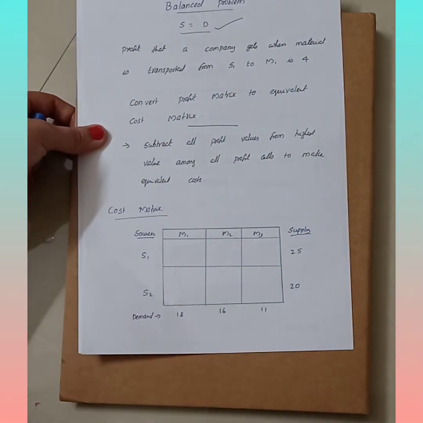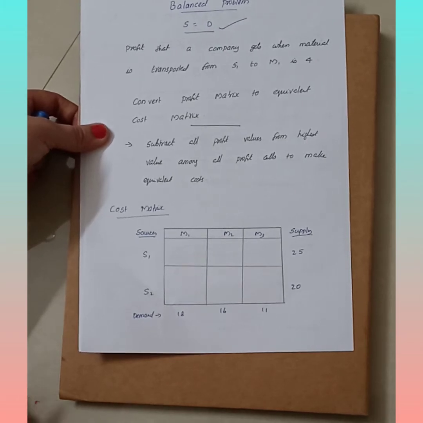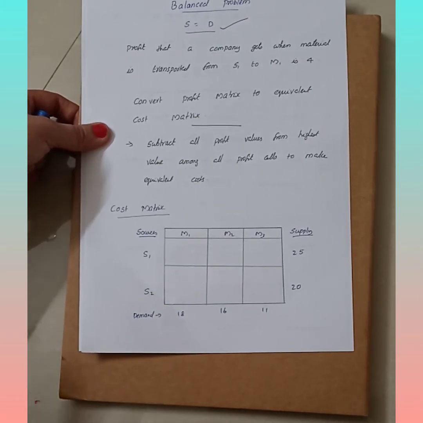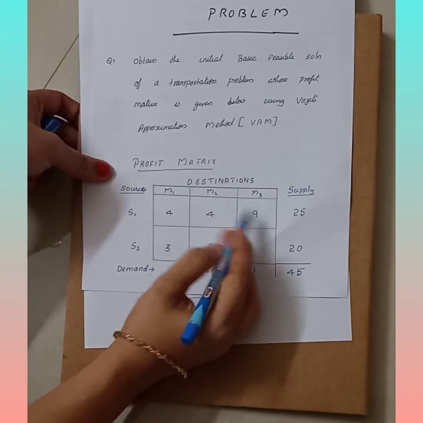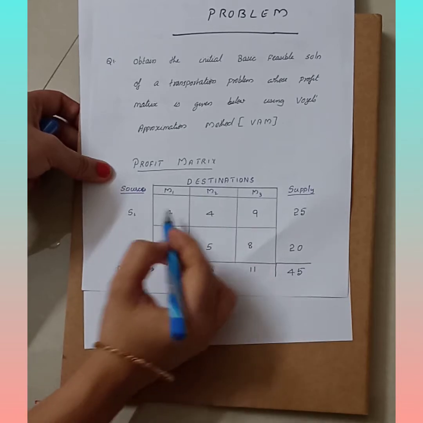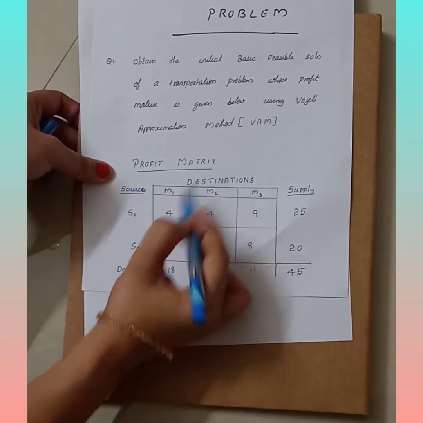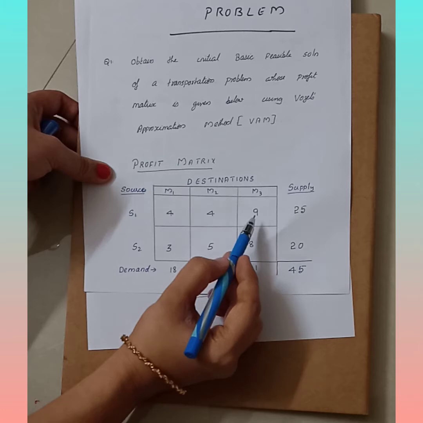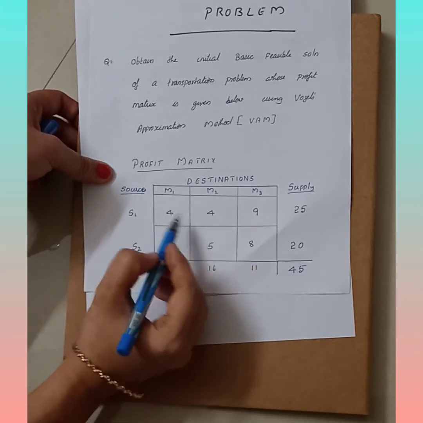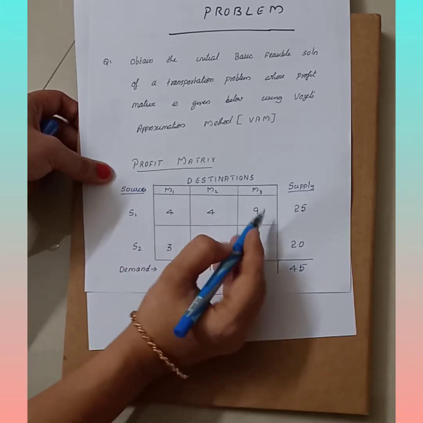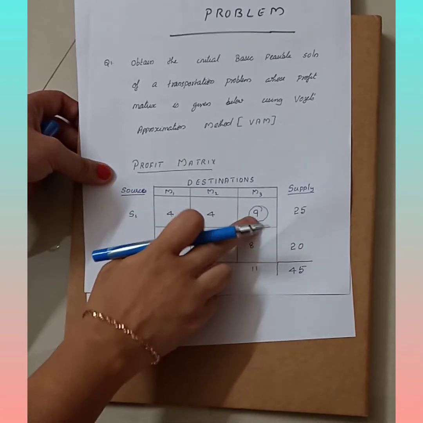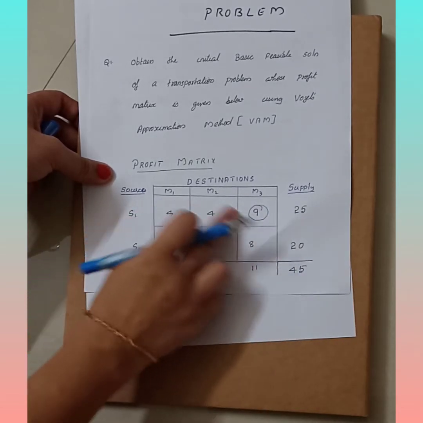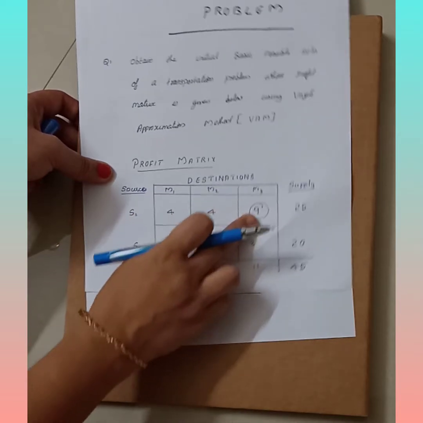Now in order to solve this problem, you have to convert the profit matrix to a cost matrix. To convert a profit matrix to a cost matrix, you first check which is the maximum profit. If you consider this matrix, you can see that 9 is the maximum value. The values are 4, 4, 9, 3, 5 and 8. So 9 is our maximum value, which means you have to subtract all other values from 9 to get the cost matrix.